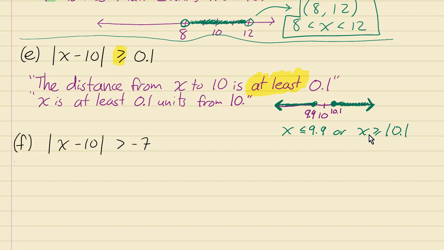Now, if you write this in interval notation, you have to remember that negative infinity is all the way out to the left, and infinity is all the way out to the right. So you could write this interval as negative infinity to 9.9, including the 9.9, union with the interval from 10.1, including 10.1, up to infinity on the right.